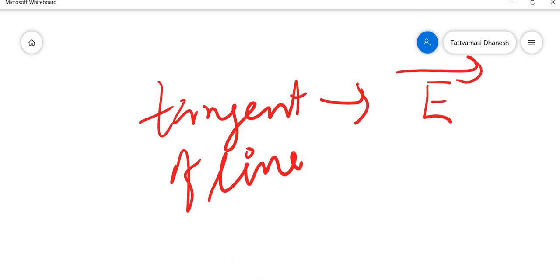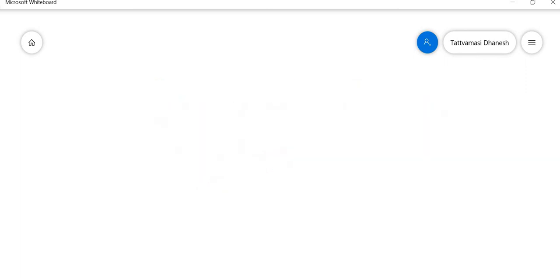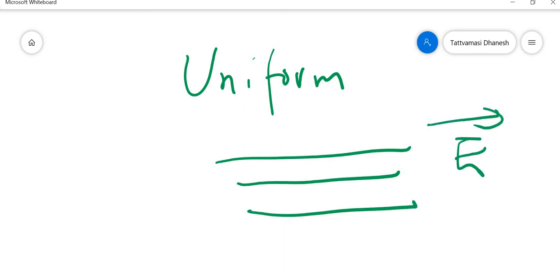That I have to tell you. I forgot to tell you. That is another point. See, uniform electric field means the lines of force are parallel. If the lines of force are parallel and equidistant, then the electric field we call it as uniform.